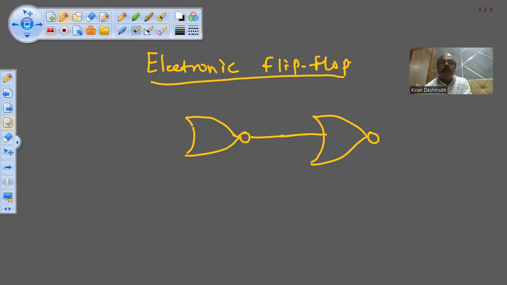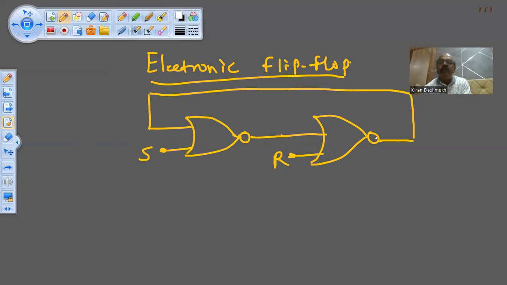This is one input of the NOR gate. This is another input. I call this input S, this input R. And then what I do, I connect this output to the second input, like this. So this is a NOR gate. This is a NOR gate.